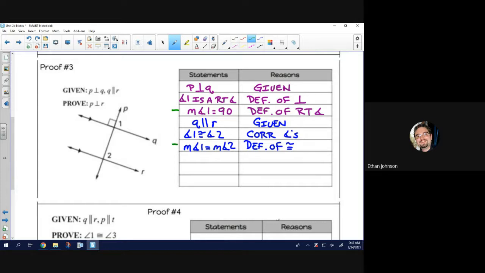Well, just glancing, I'm done with givens, and I have 2 marks. So I want to see if I can combine these 2 left off points, which I can. They both have measure of angle 1, so that means the measure of angle 2 has to equal 90. That is our substitution property of equality or transitive property of equality.